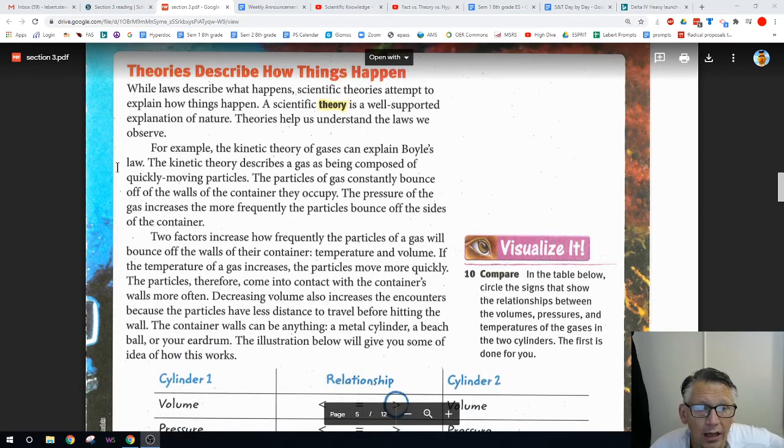For example, the kinetic theory of gases can explain Boyle's law. The kinetic theory describes a gas as being composed of quickly moving particles. The particles of gas constantly bounce off the walls of the container they occupy. The pressure of the gas increases the more frequently the particles bounce off the sides of the container.